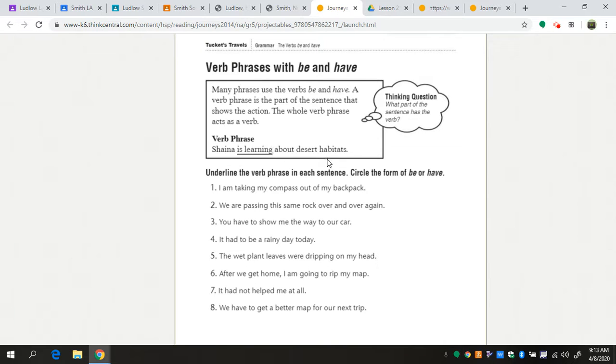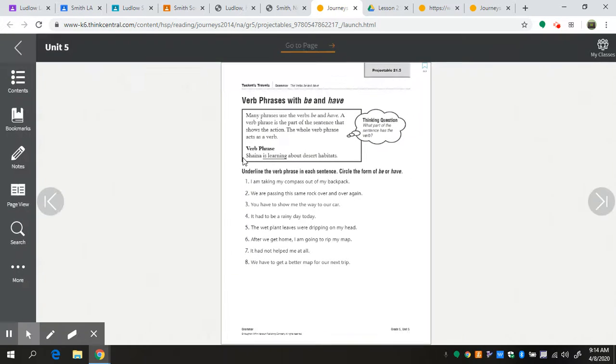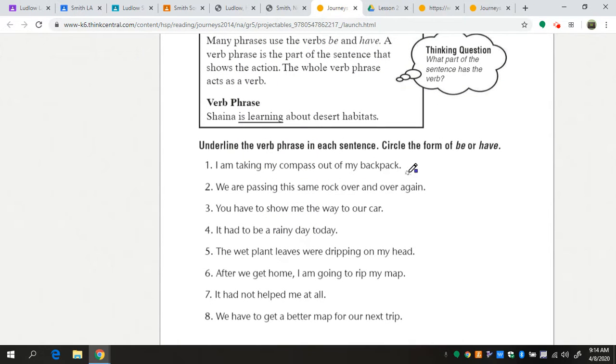Shayna is learning about desert habitats. Is learning is our entire verb phrase, and our verb for be or have is is. Is a form of be. So let's go through this assignment so you can understand what you need to do for your independent page. So the directions say underline the verb phrase in each sentence, circle the form of be or have.